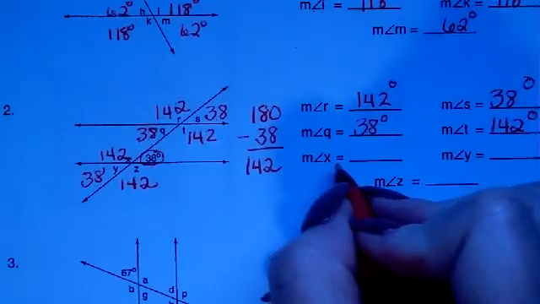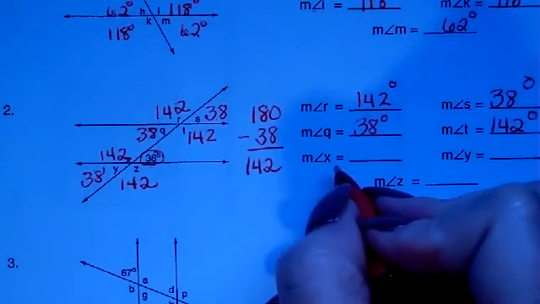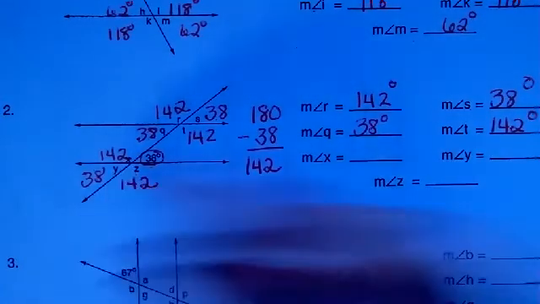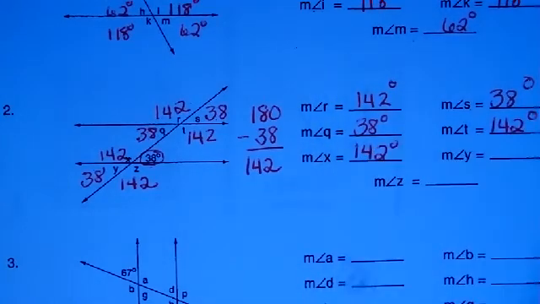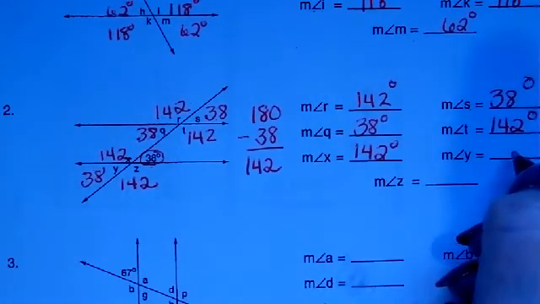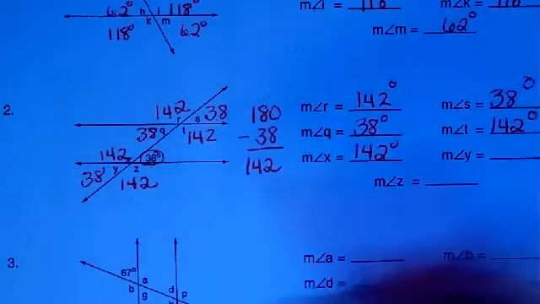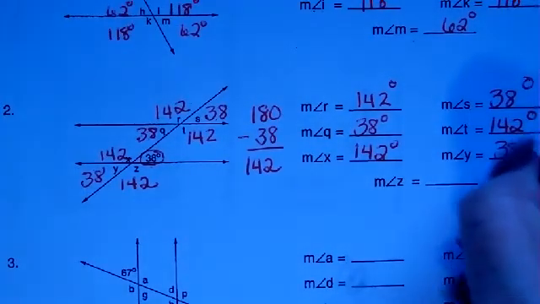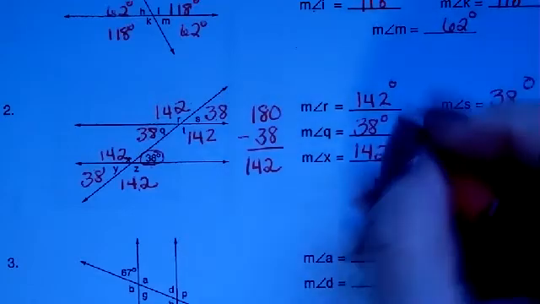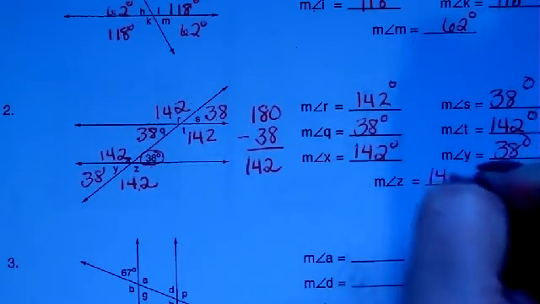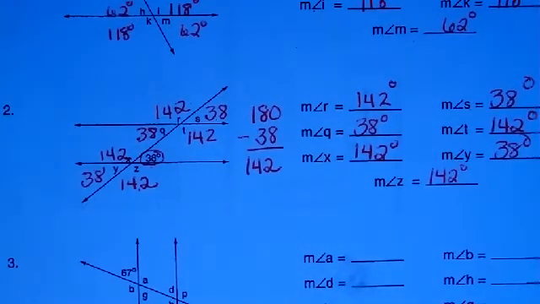Now, measure of angle X. That's right here. I almost wrote over top of it, but I see it right there. It's 142. The measure of angle Y, which is right down here, that's 38. And then the measure of angle Z right here is 142. Again, pause your video if you need to and finish copying this down, and then we'll go to example 3.